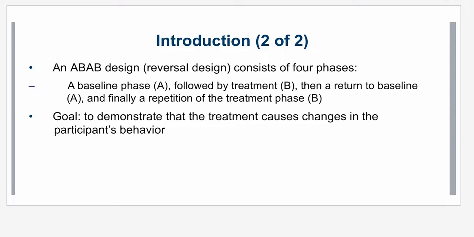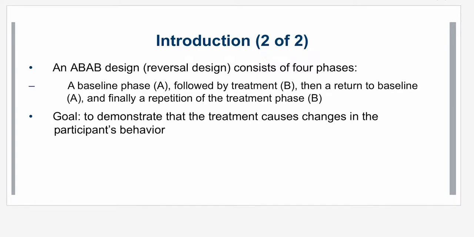The basic form of this reversal design is just the ABAB, right? 4 phases: baseline phase, treatment, return to baseline A, finally repetition of the treatment phase B. Again, that's that replication component to make sure that if you saw a change between A and B the first time, that you will see that same change the second time. The goal, of course, is to demonstrate the treatment is causing the change in the participant's behavior.